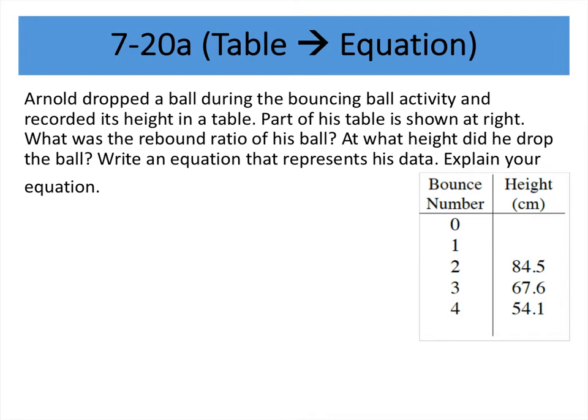All right, hopefully at this point you have done the activity in class and you're starting the homework, so you're at home and you're viewing these activities. And I'm just going to read these problems out loud. Arnold dropped a ball during the bouncing ball activity and recorded its height in a table. Part of his table is shown at the right. What is the rebound ratio for his ball? At what height did he drop the ball? And then write an equation that represents his data.